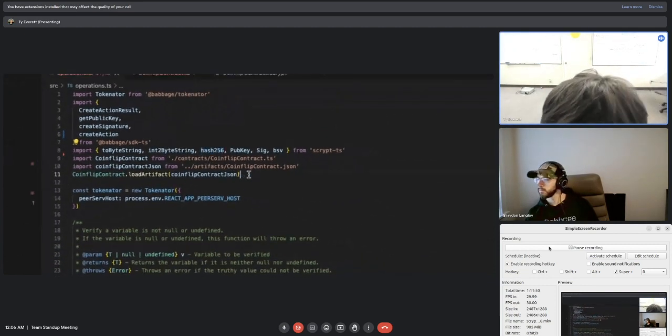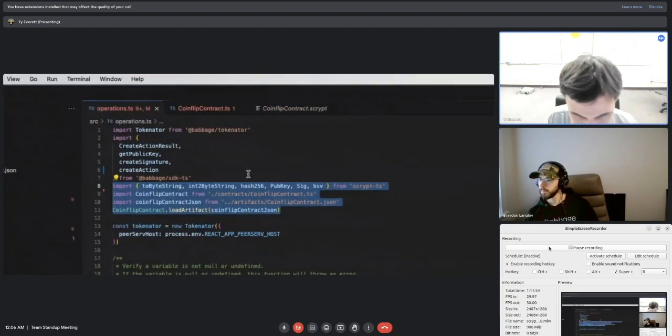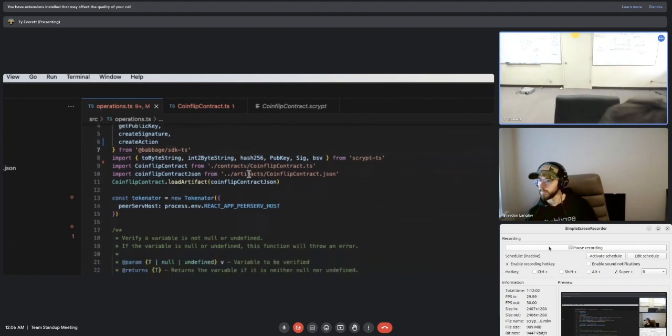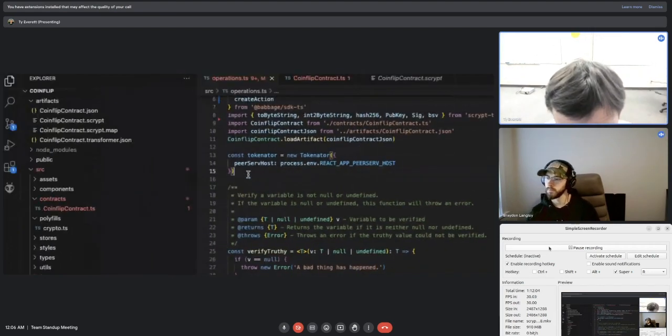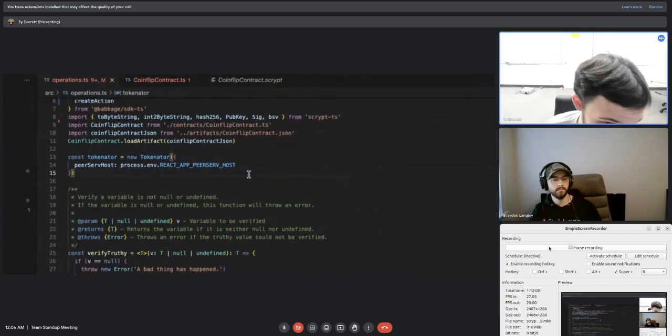We're then using some sCrypt helpers. And we talked at the very beginning of the first episode about how to actually import a contract. We make a new tokenator instance. That's not too important. It's just a way for people to talk to each other.